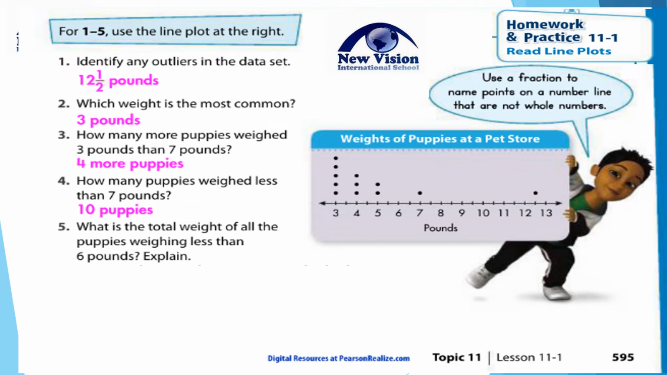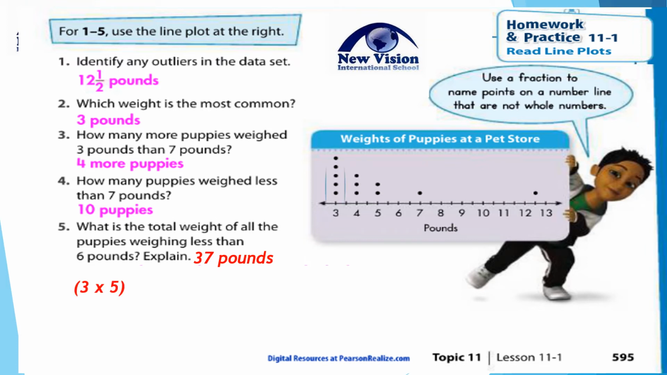Number 5. What is the total weight of all the puppies weighing less than 6 pounds? Explain. What will be your answer? If your answer is 37 pounds, you are correct. How did we get it?